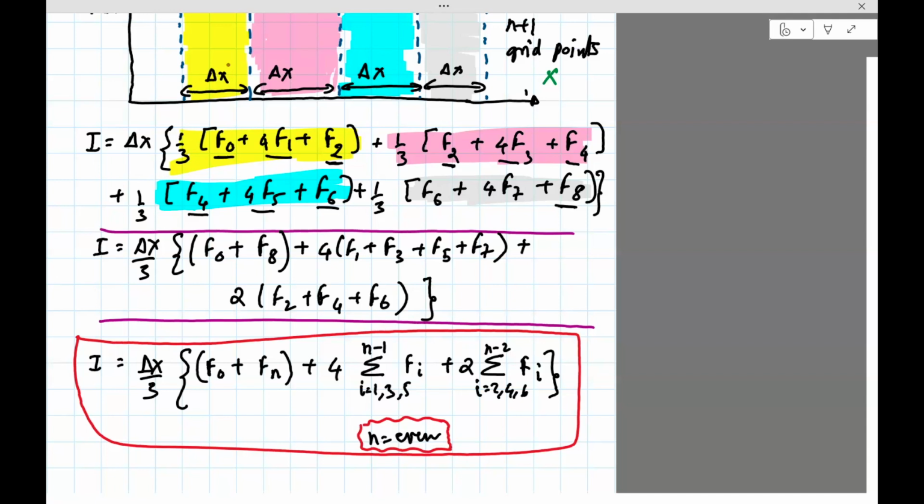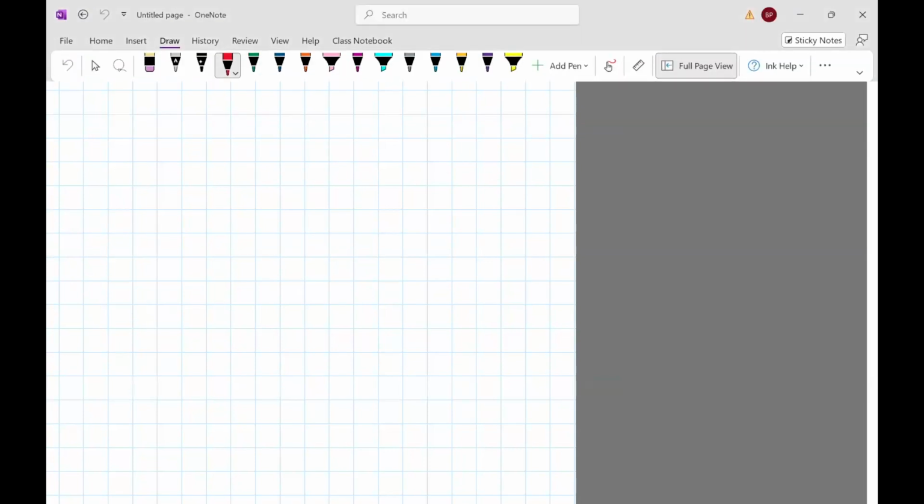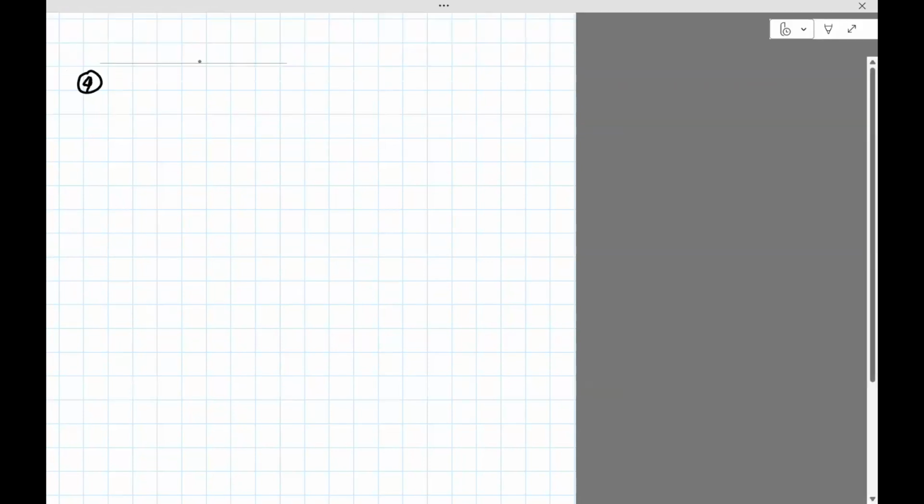Okay, now that we have got a formula for the Simpson's 1/3 rule, let's look at a still better approximation. It's called the 3/8 rule. That will be the last one. So the fourth one, Simpson's 3/8 rule.